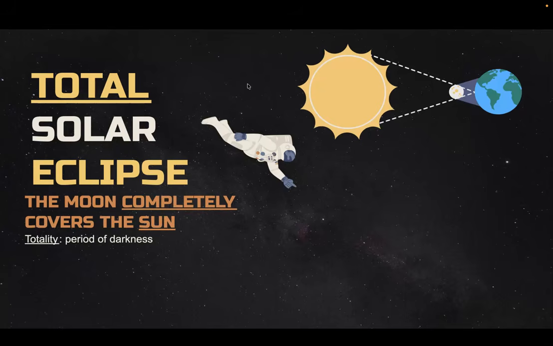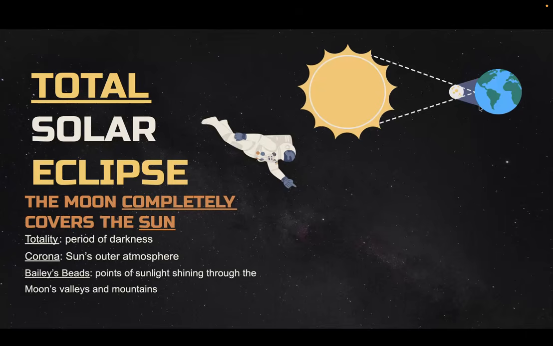Not everywhere on Earth experiences a total solar eclipse at the same time. You'll notice that in this picture, only this little part where those white lines are hitting Earth is going to get a total solar eclipse. The part that's shaded is going to get a partial solar eclipse, but it's not going to get a total one. A corona or the corona is the sun's outer atmosphere that's shining onto the Earth.